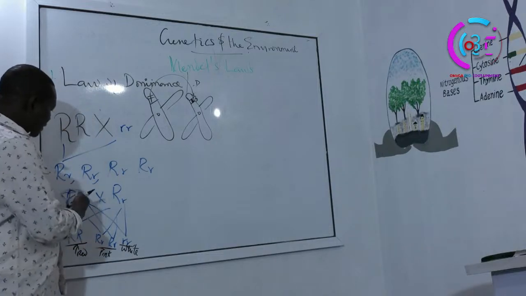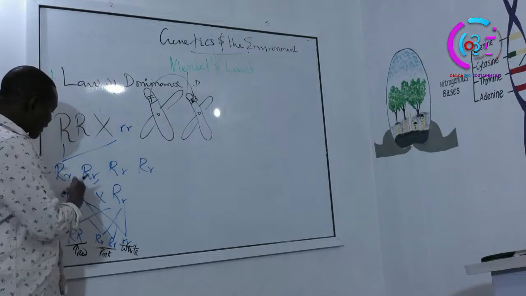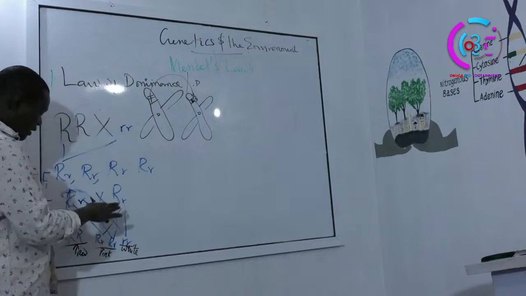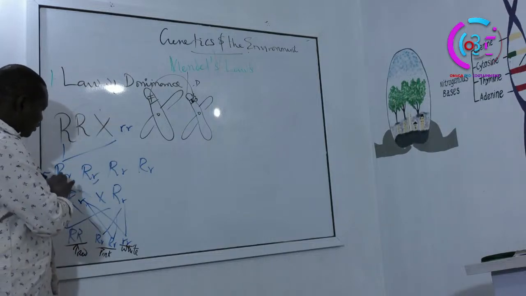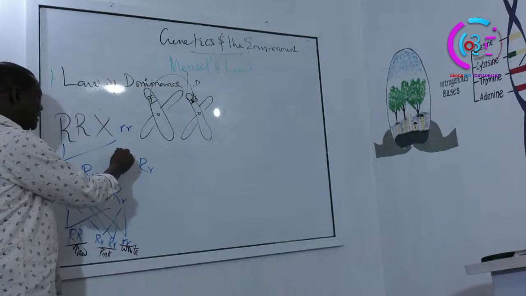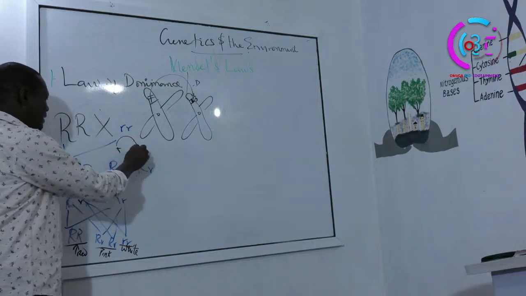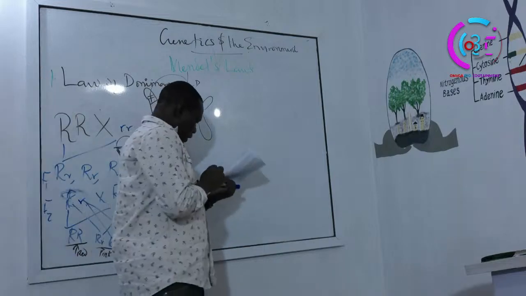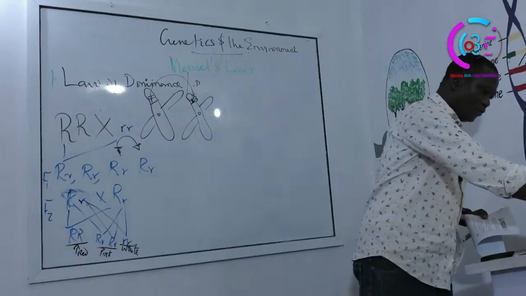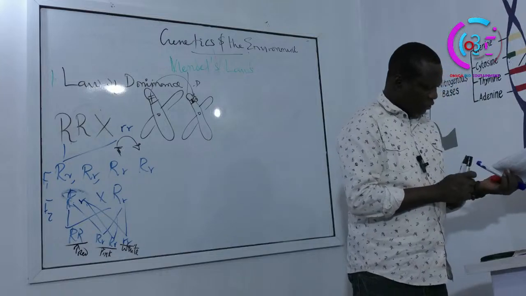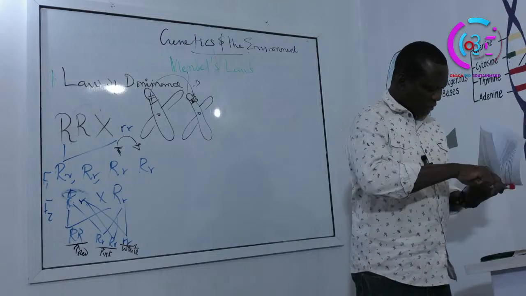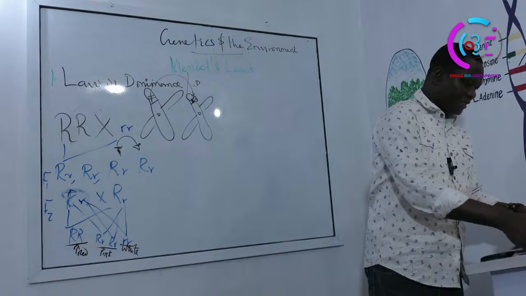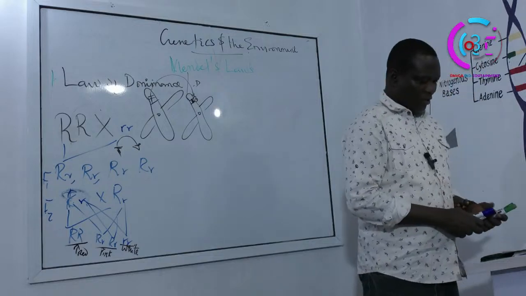In any case where the law of dominance is in operation, you are going to have a trait and the allele, and that trait is going to be dominant over the allele, which is the opposite of that. So that is it about the law of dominance.